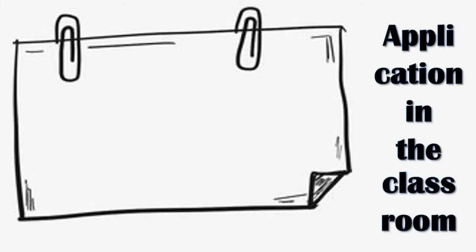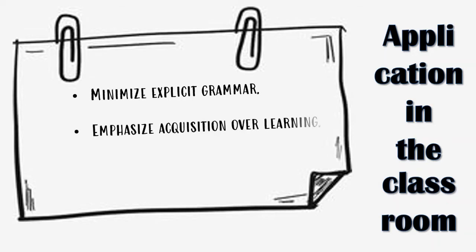Application in the classroom. Minimize explicit grammar. It means keeping the acquisition or learning distinction in mind and going light on explicit teaching and learning of grammar, especially with younger students. Emphasize acquisition over learning. It means focusing on acquisition-based activities, input above output. Focus on the message. It means remembering that practice looks different under the acquisition model.